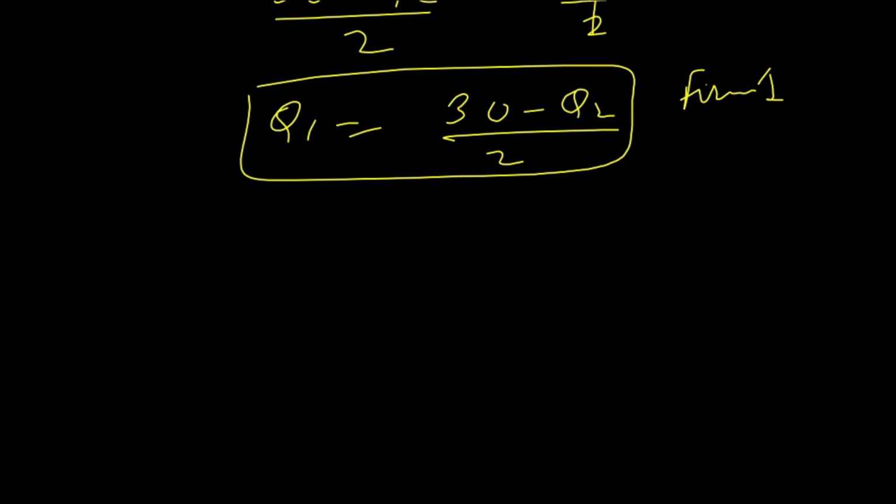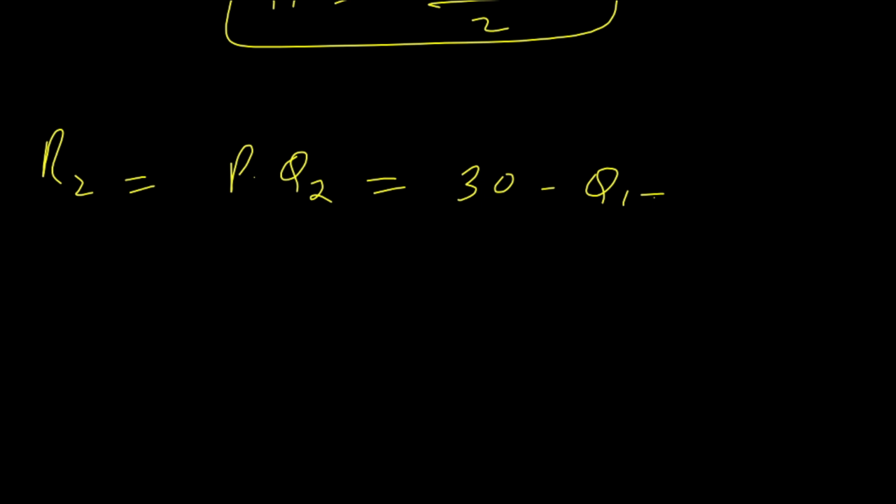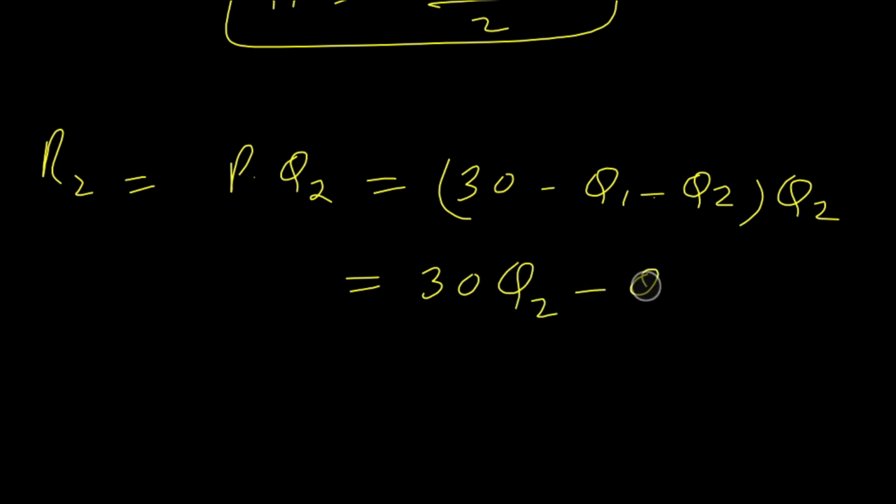The next requirement of the question is to find the revenue of firm 2. Revenue of firm 2 will be price multiplied by quantity Q2, the quantity of firm 2. We have the price 30 minus Q1 minus Q2, and if we multiply this price by Q2 we get the revenue of firm 2, which is 30Q2 minus Q1Q2 minus Q2 squared. So this is the total revenue of firm 2.